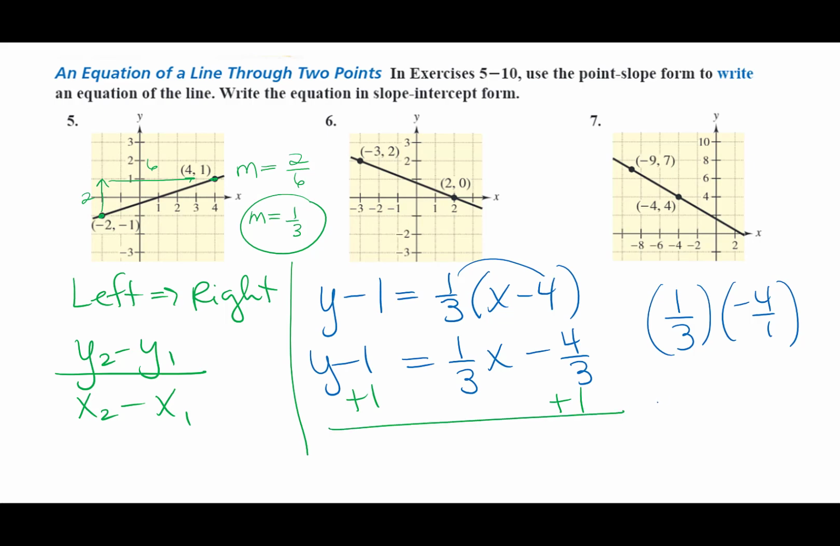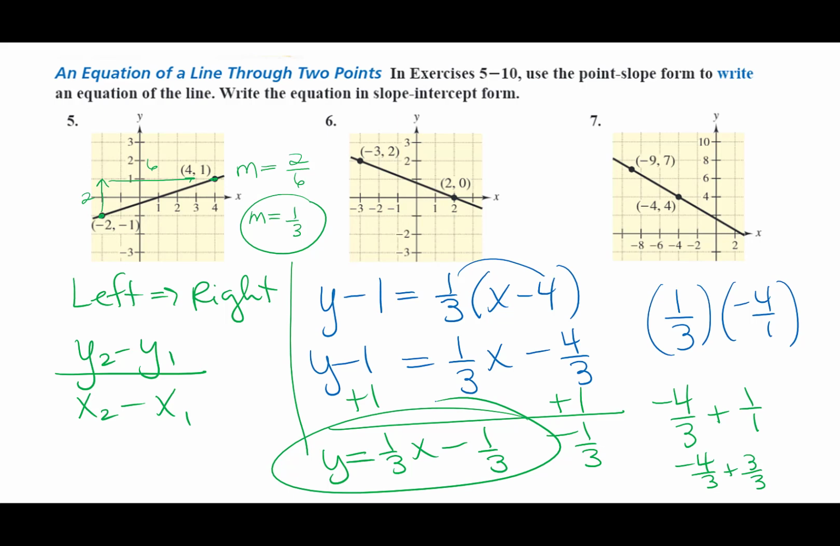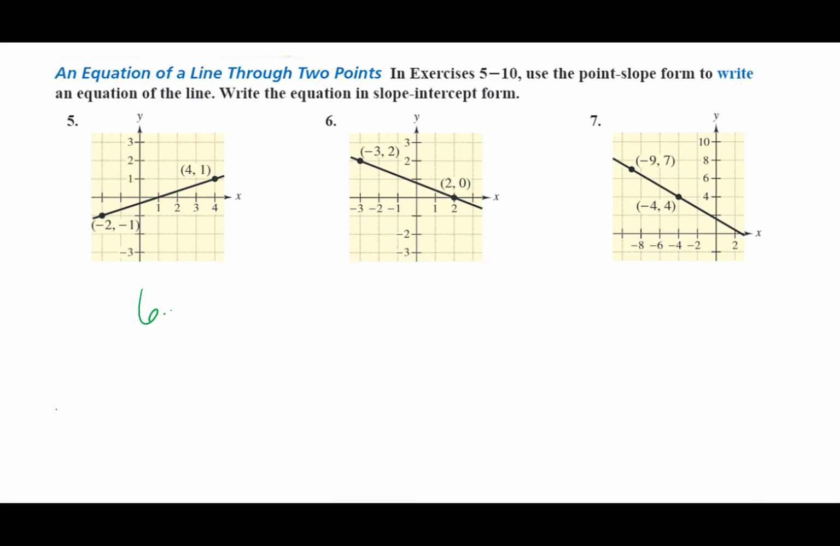Again, I'm going to come over here and do that math. -4/3 plus 1 over 1 is the same thing as if we say -4/3 plus 3 over 3. Do you see when you add those together, that's a -1/3? Okay, so this has gotten kind of messy, but we have y equals 1/3 x, because that's our slope, minus 1/3. That's the slope-intercept form for number 5. Okay, take a look at number 6.